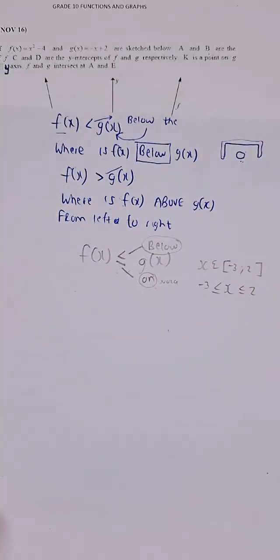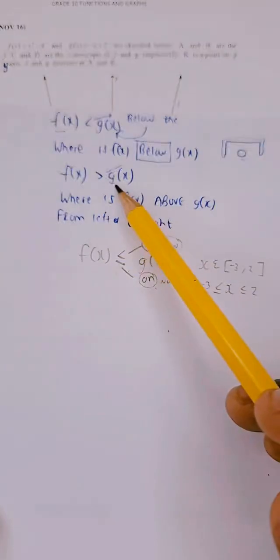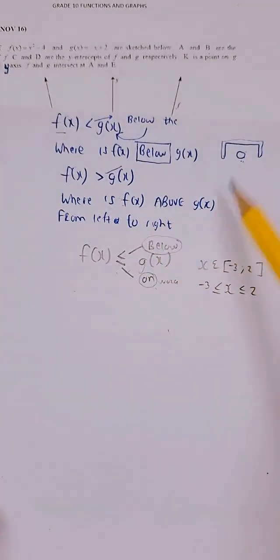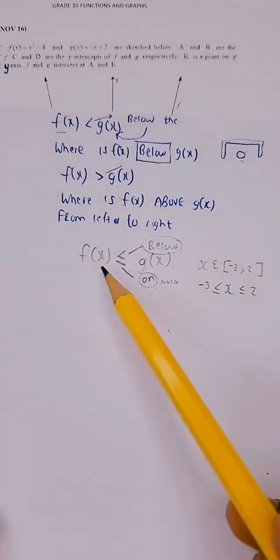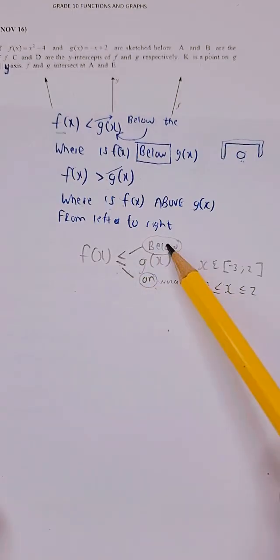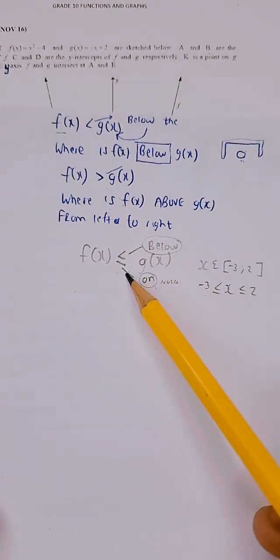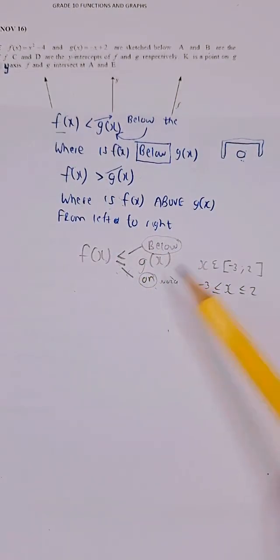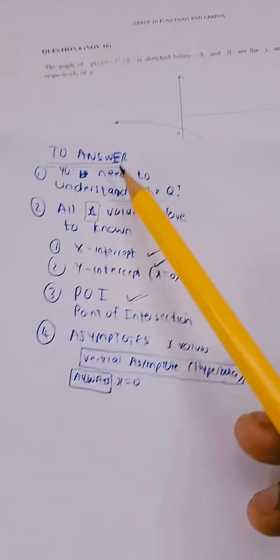What does f of x less than g of x mean? It means where f is below g. What does f of x greater than g of x mean? It means where f is above g. What does f of x less than or equal to g of x mean? It means where f is below or on g. These are important things.